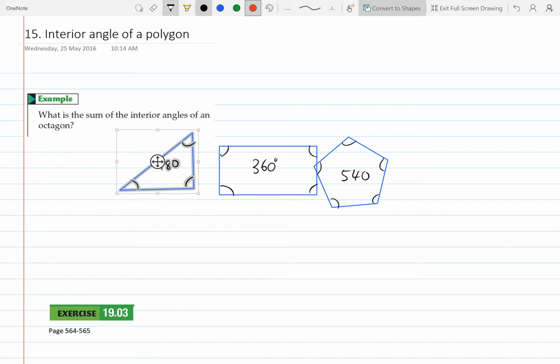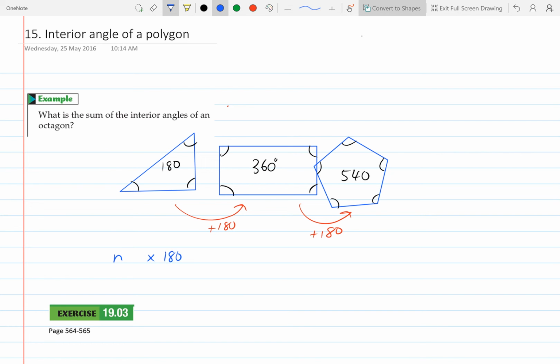If we look at what's happening, it would appear that when we add a side, we're adding 180 to the sum of the internal angles. And in fact, that's exactly what happens. So when we're talking about the internal angles of a polygon, we use a formula that goes: the number of sides times 180 equals the internal angles.